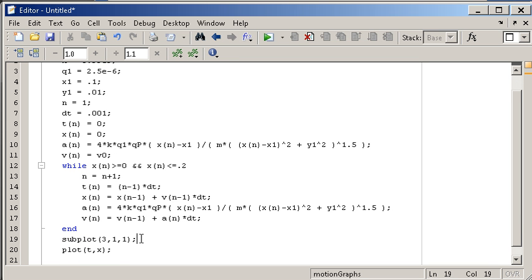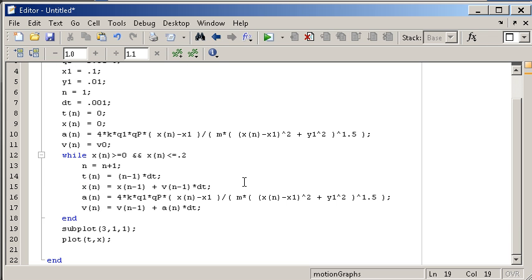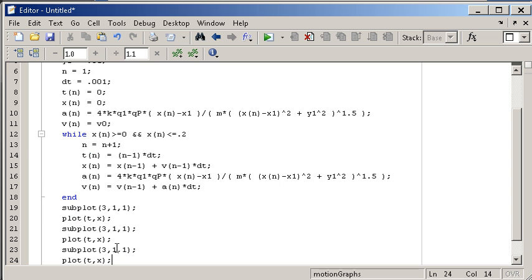Here the semicolon is used to make it so that the computer doesn't print the value that got calculated in that step to the screen. It's not really needed for subplot and plot, but just to be consistent, I choose to put it on there. And then I'm going to try copying those two lines. Control C, Control V, paste them twice. 3x1, region number 2, 3x1, region number 3. Here I'll plot V, here I'll plot A.